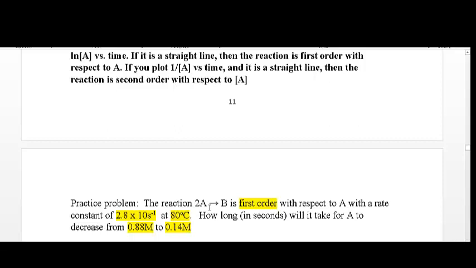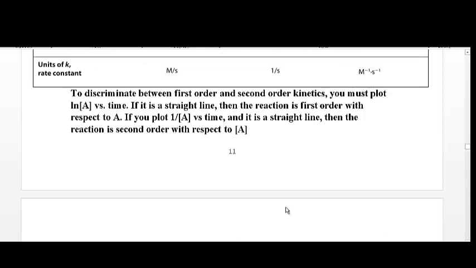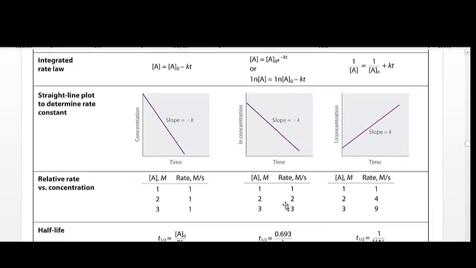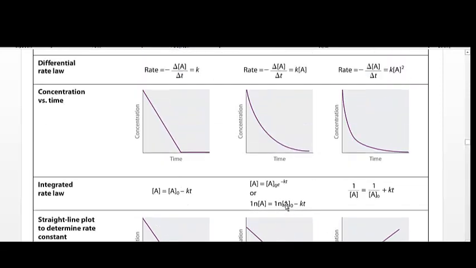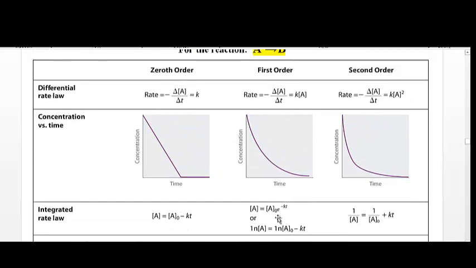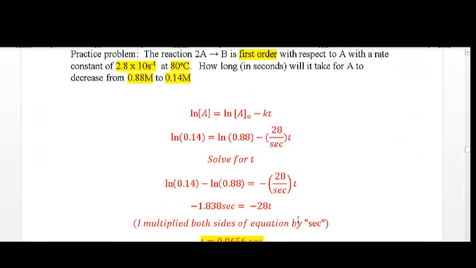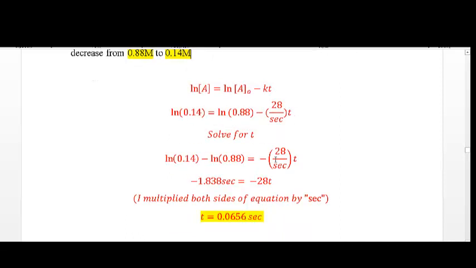So which equation will you use? Okay, first order with respect to K. So let's go back here. What equation can we use that's first order with respect to K? I went ahead and plucked that equation out from my rate chart, plugged in the corresponding values, and I solved for T.